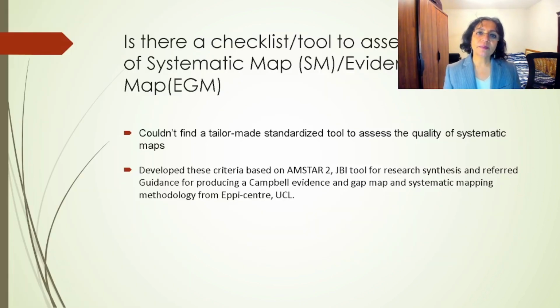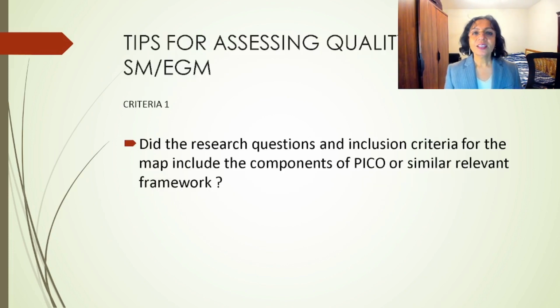I would like to start by mentioning that there was no checklist or tool available to assess the quality of a systematic map. So there was no tailor-made standardized tool for a systematic map. So I decided to develop some criteria based on AMSTAR 2, the JBI tool for research synthesis, and I also referred to the guidance for producing a Campbell evidence and gap map and the systematic mapping methodology from EPPI-Centre, UCL. So in this video, I would like to share some tips for assessing the quality of a systematic map.